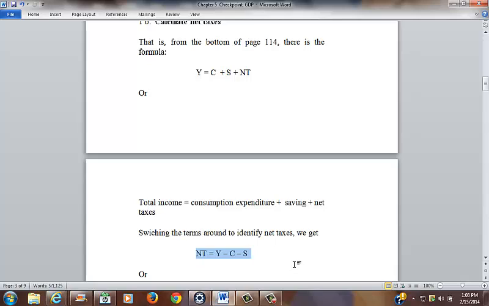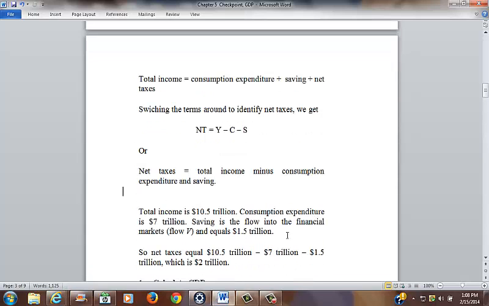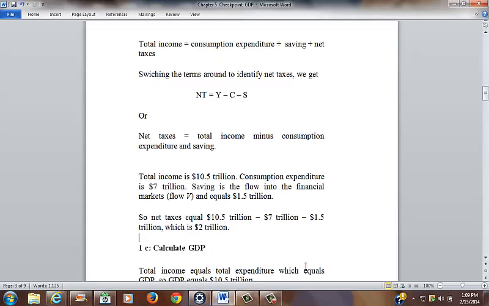You get the formula that NT equals Y minus C minus S, or net taxes equals total income minus consumption expenditure and saving. The total income is 10.5 trillion, consumption expenditure is 7 trillion, saving is the flow into the financial markets, that's flow V, and that equals 1.5 trillion. Put in the numbers, you get 10.5 trillion minus 7 trillion minus 1.5 trillion, that equals 2 trillion. Okay, net taxes equals 2 trillion.